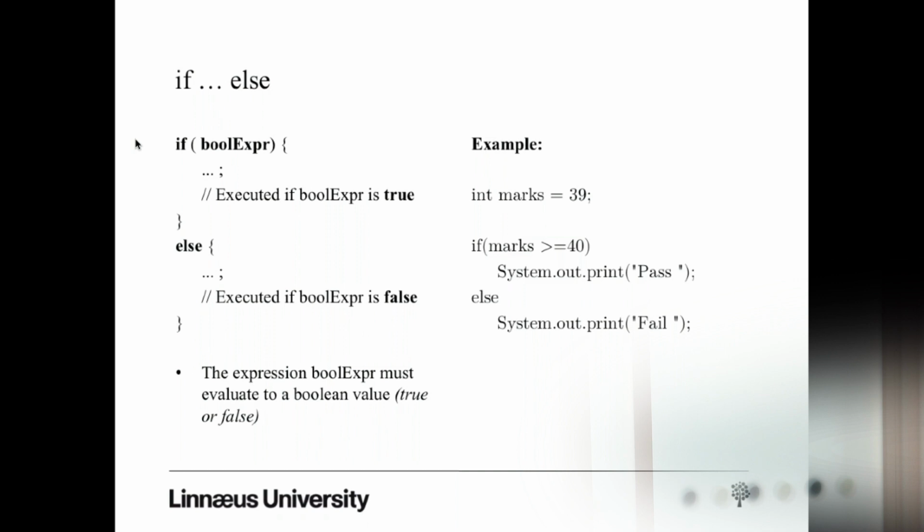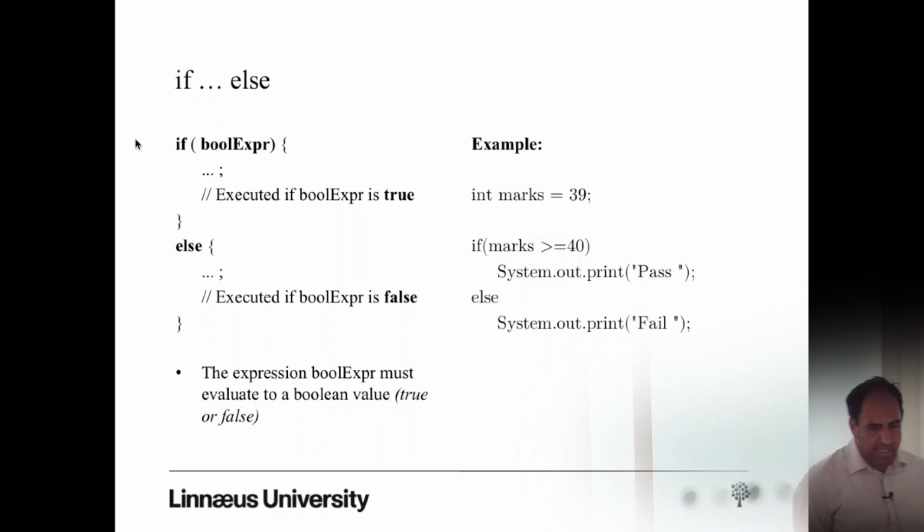So for example, here we have an integer, marks, and if it's greater than or equal to 40, then it should print pass, otherwise it should print fail. Also, this else part is optional. It's not really needed, but often when we have an if condition, we also have an alternative part. If the condition does not happen, what should the system do?